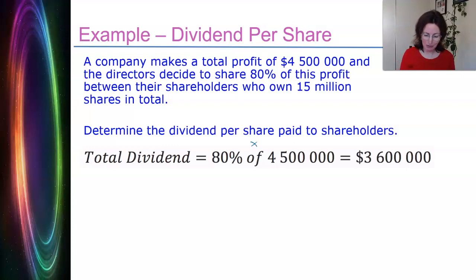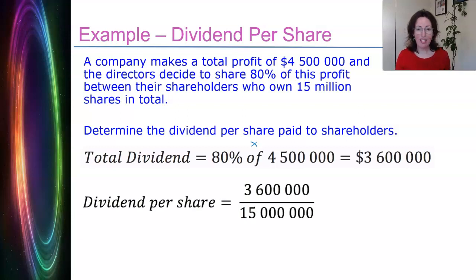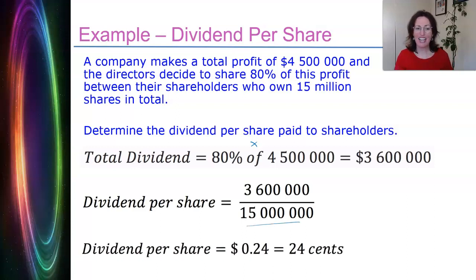Remember, of is a multiply. So they're sharing out $3,600,000 among those 15 million shares. How much is each share going to get? You take the total amount of money, divide it by how many shares there are in total, and we're getting 24 cents per share.